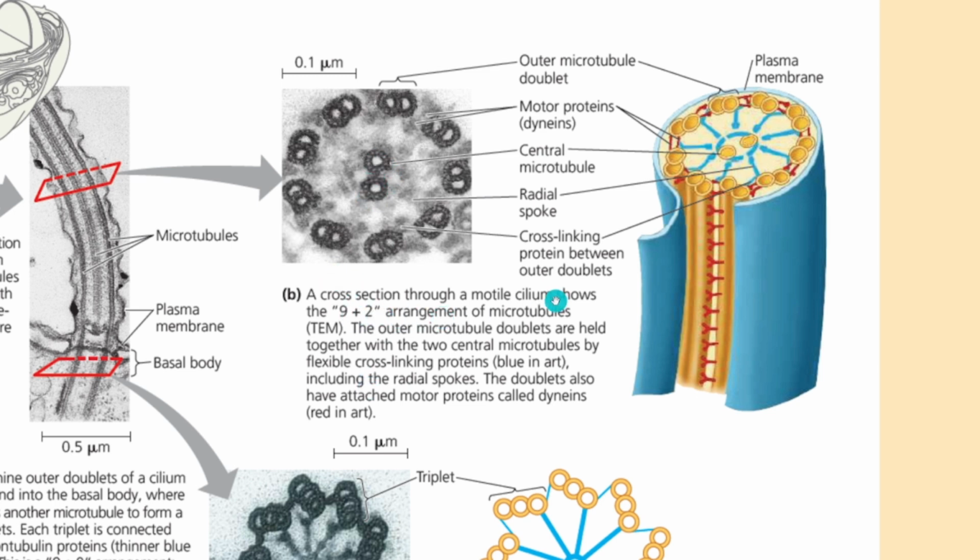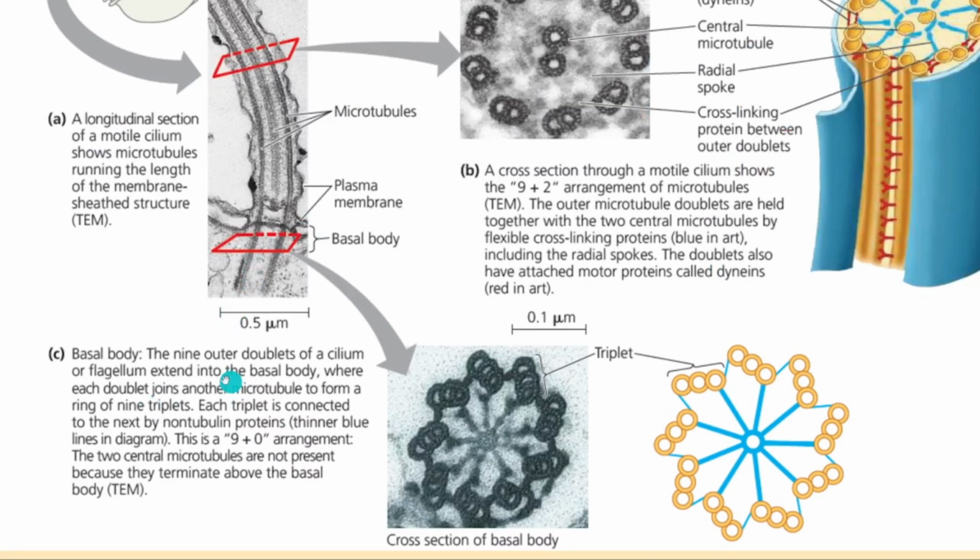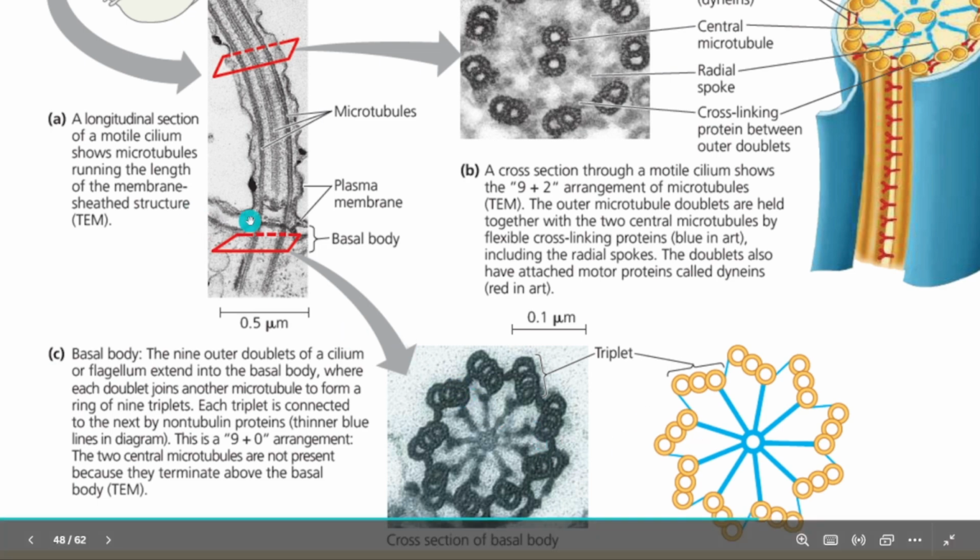This is very important that I need to mention. The doublet also attaches motor protein. You can see in this structure there are many motor proteins. Compared to the triplet one, when they extend into the cell, they become triplets, and they become the hollow zone.